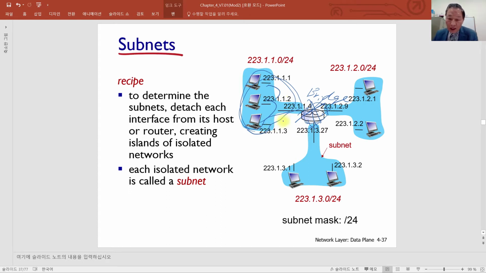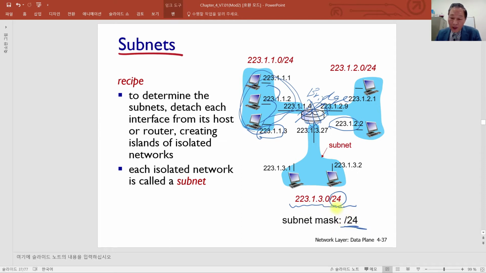Here, to differentiate among 32-bit IP addresses, we are using a slash and a number. This number means how many bits are being used for the subnet. Here, 24 bits among 32 bits will be used to identify each subnet. And this notation, slash and number, is CIDR format. We learn about this one later. This one is the subnet mask.